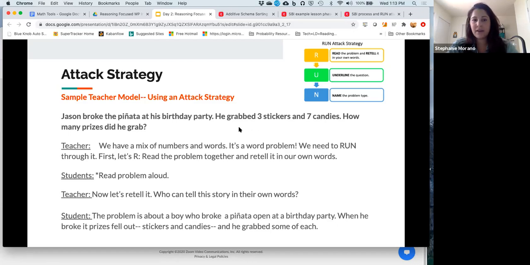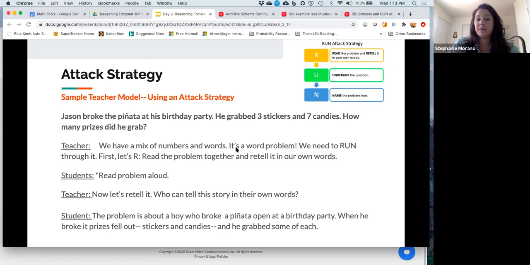So what we have on the slide is basically just a sample script of what the teacher and student language would look like using this strategy. So the teacher might say something like, okay, we've got a mix of numbers and words here. It's a word problem. We're going to run through it. First, let's read the problem together and retell it in our own words.